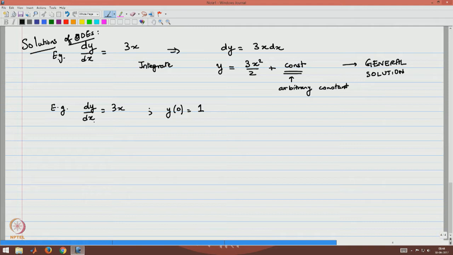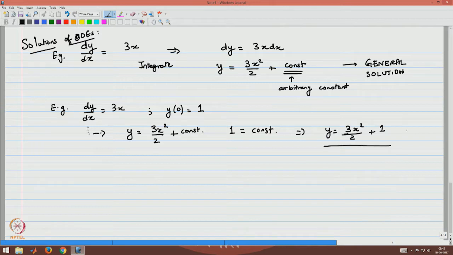Okay. So, then you will follow exactly the procedure in the previous part, and you will get y equal to 3x square by 2 plus constant. Then you will say y of 0: when x equal to 0, y equal to 1. So, you get that 1 equals the constant. So, this implies y equal to 3x square by 2 plus 1. This is called a particular solution.